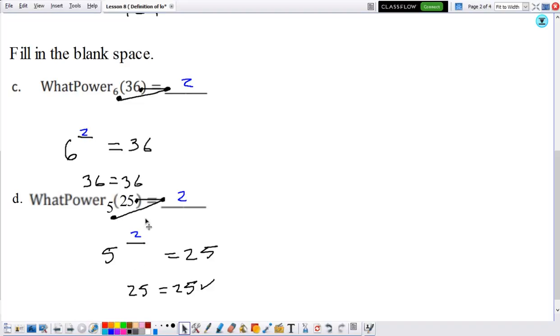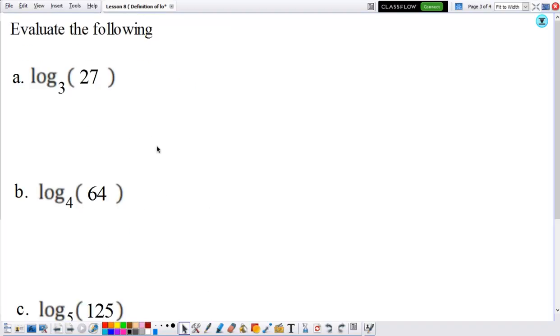This was just a small introduction to a definition. Well, let's talk about what a logarithm is. A logarithm is just another way to rewrite exponents. Now, like on the main idea, it says that if we want to evaluate logarithms, we've got to use the definition of a logarithm. So now we want to find out what's the value of this. Log base 3 of 27. What is that equal to?